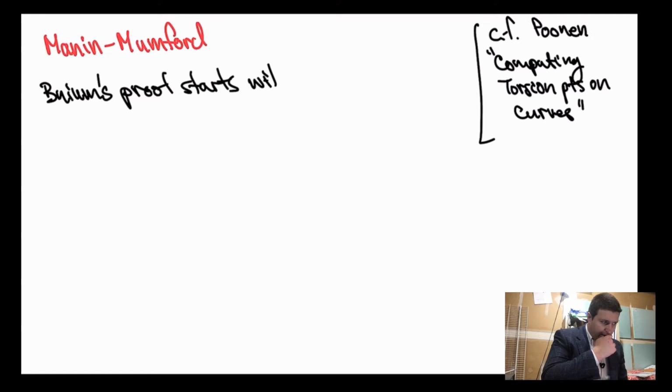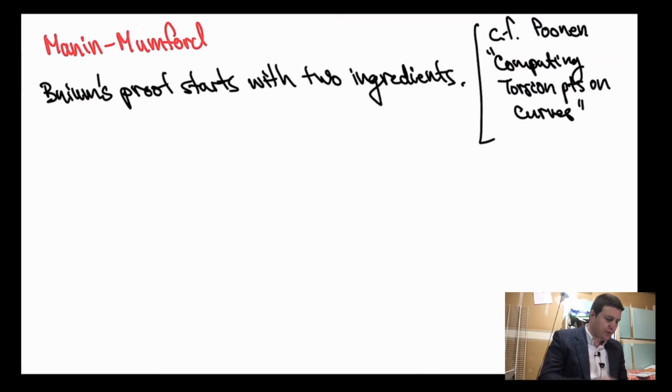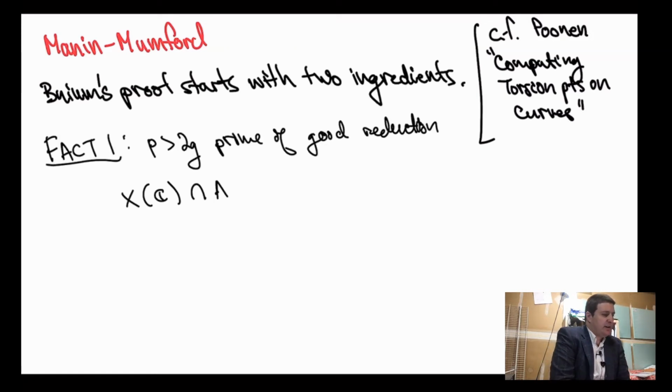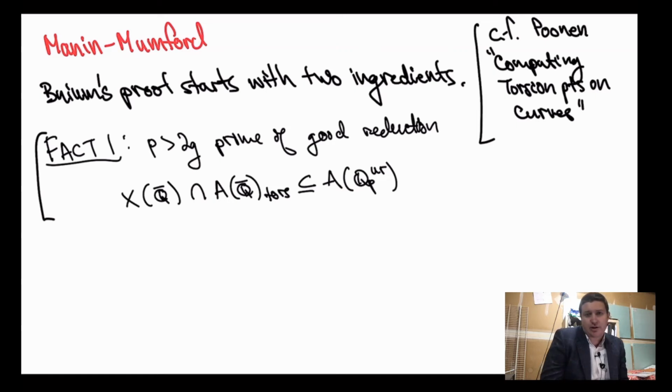Buium's proof starts with two ingredients. The first one is that for p large enough, a prime of good reduction, the torsion points on the curve are actually in Q_p unramified. So these algebraic points are in Q_p adjoined the roots of unity whose order is prime to p.